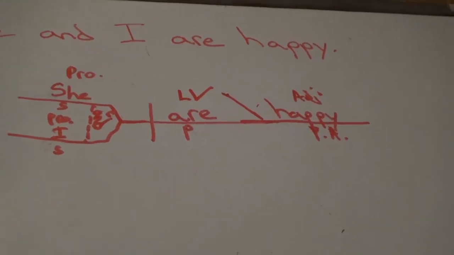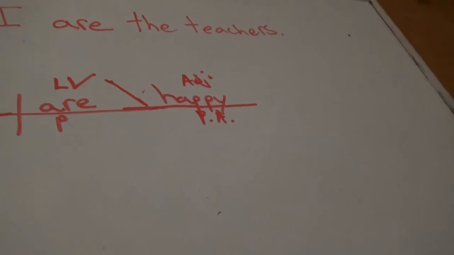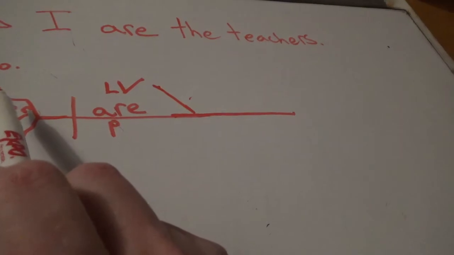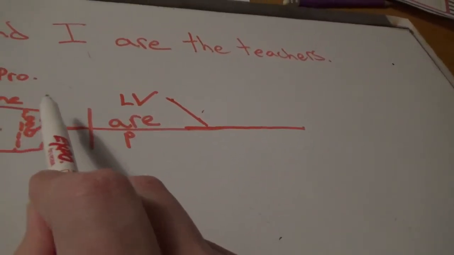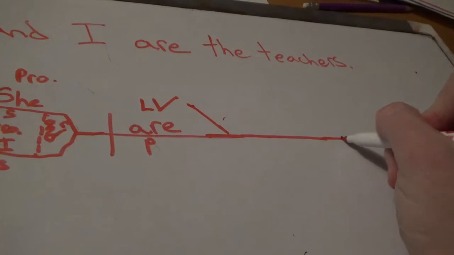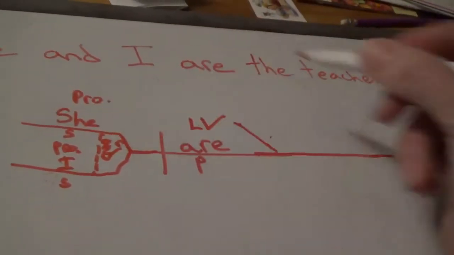Now let's make sure that we diagrammed the entire sentence. She and I are happy. Now, what if the sentence said, she and I are the teachers? In that case, is teachers going to be a predicate adjective or a predicate nominative? Is teachers renaming the subject, telling who the subject is, or describing? The difference is, is teachers a noun or a pronoun or an adjective? Teachers is a noun, right? It's the predicate nominative. It's renaming she and I.